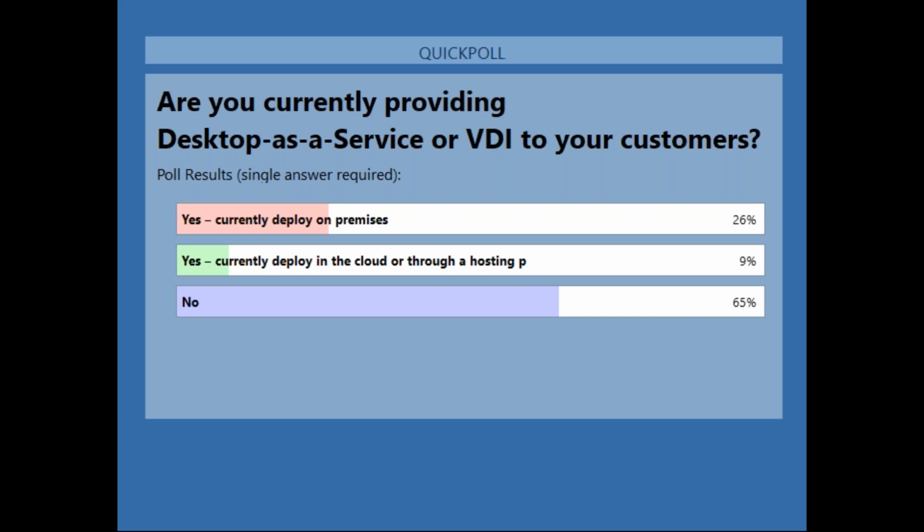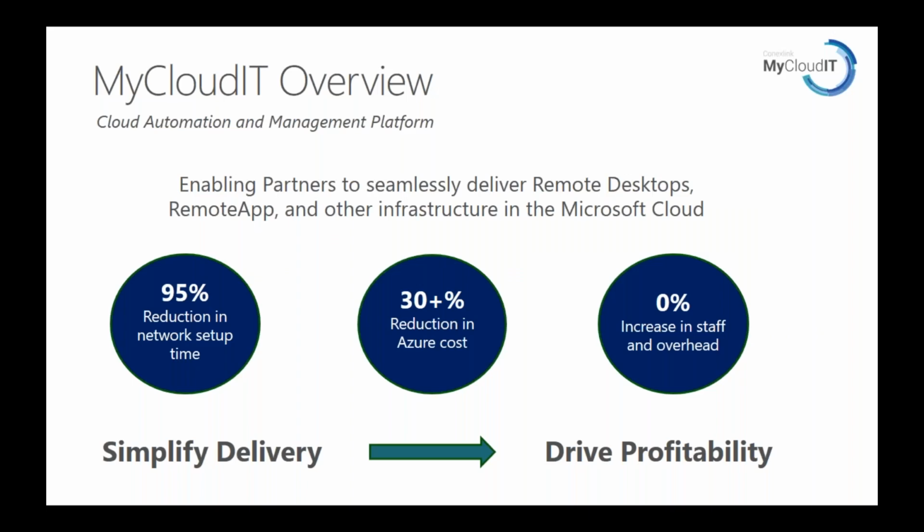Let me tell you. Yes, deploy on premises, 26%. Yes, deploying cloud or hosting provider at 9%, or no is 65%. There you go, Rob. That helps a lot. Thank you. Excellent. Well, thanks everyone for your participation there. That does give us a pretty good idea of who we're talking to.